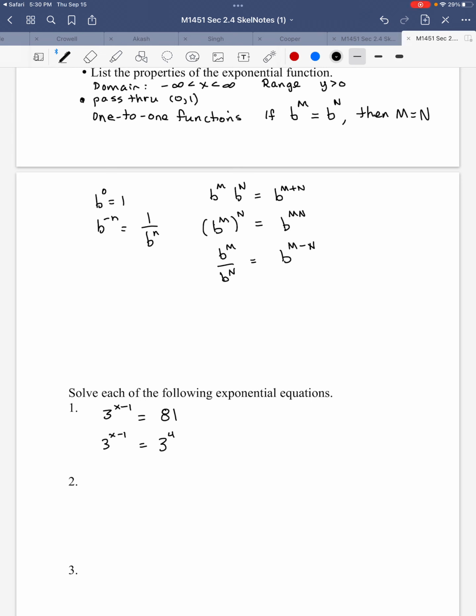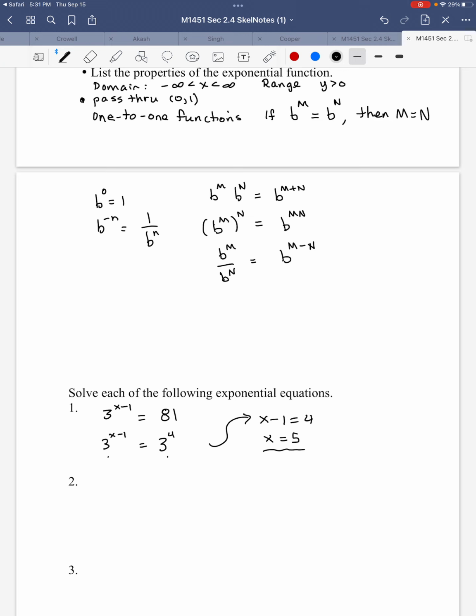Then the one-to-one property says that 3 to a power is equal to 3 to a power only if the two powers are equal. So now I can ignore the 3's and set the two powers equal to one another and solve for x. So this particular equation has a solution that x is 5.